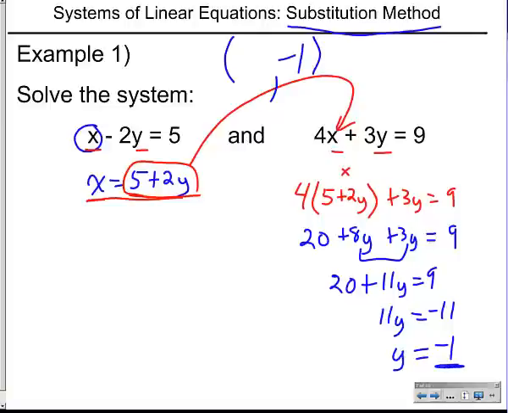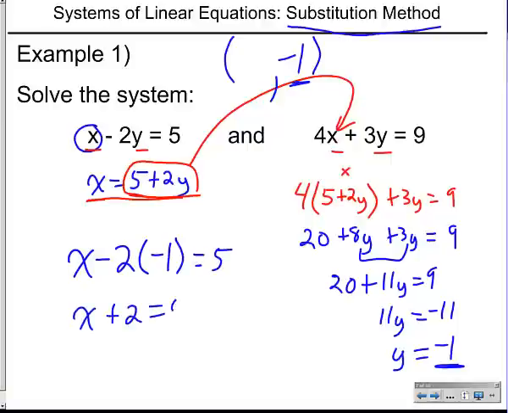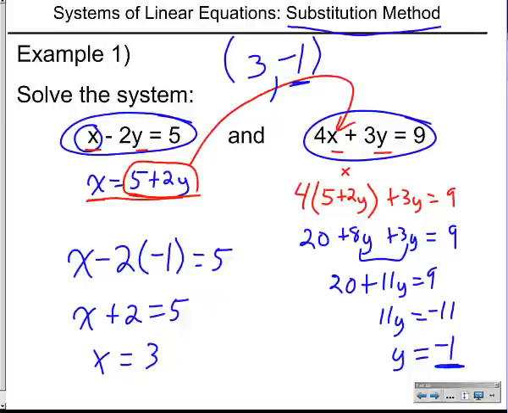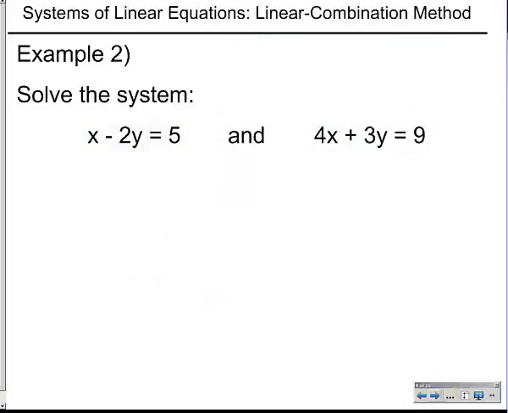So how do I find the other part of my solution, which is x? Well, let's go back to this equation here and replace y with -1, because that's what we got for the solution: x - 2y = 5. So x and then -2 times -1 is +2, equals 5. x then would equal 3. So the point on the graph where this line and this line intersect, that's known as the solution. They will intersect at the point (3, -1), which happens to be the solution for the system. That's called the substitution method.